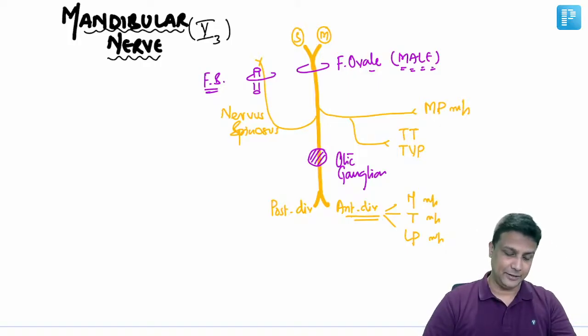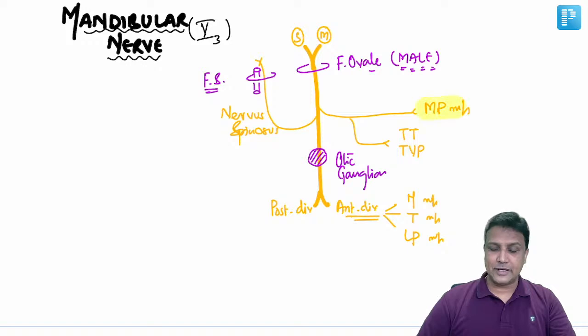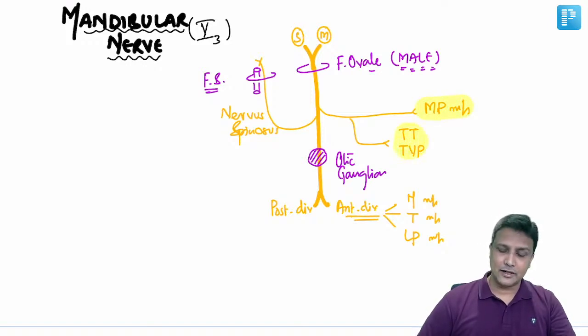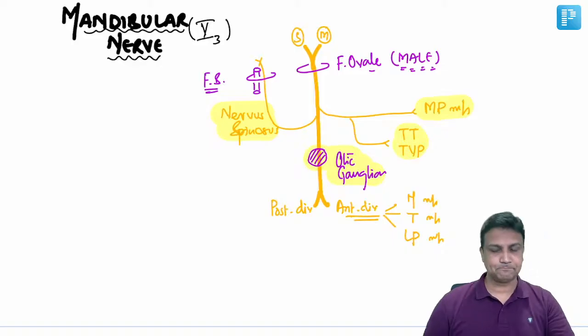Let us repeat that again. The trunk of the mandibular nerve is supplying one of the muscles of mastication, the medial pterygoid muscle. That nerve itself is supplying two muscles, tensor tympani and tensor veli palatini. And then it is also giving a nerve, that is nervus spinosus. It is going to pass through a ganglion, that is the otic ganglion. Now after that, I am done with the anterior division here. No need to worry about that one.